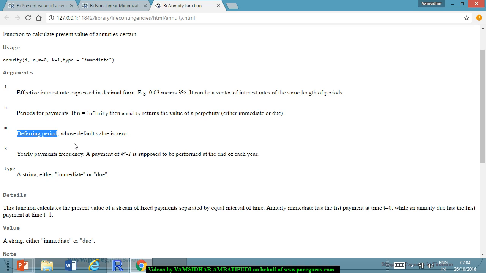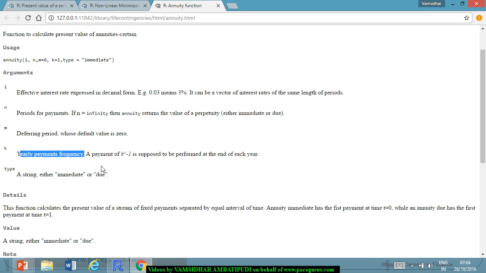So we have to specify the deferring period. If you don't specify it, the default value is taken as 0, saying the payment is immediate. So it's not deferred. In this period itself, there is a payment that is happening. Then we are talking about K, which is yearly payment frequency. How frequently we are paying in a particular year. So if it is 1, it means that the payment is being made at the end of 1 year itself.